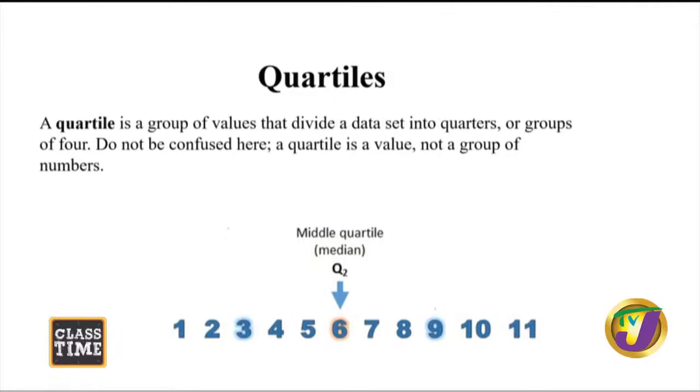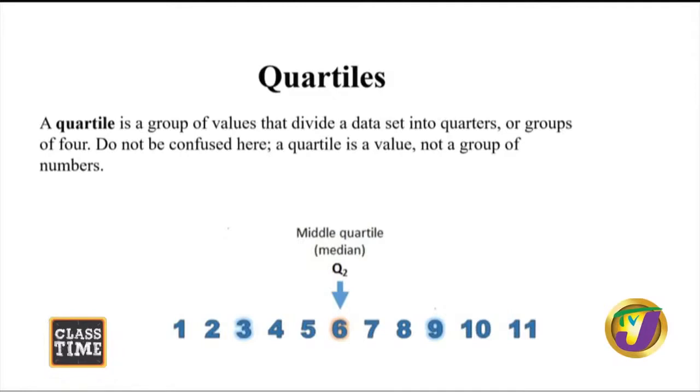So here we have a set of numbers, from 1 to 11. And we're seeing here that 6 would be our middle quartile. So here 6 being our middle quartile, we call it our median, and we represent it using Q2. And if we look at the 6, we realize that we have 5 numbers to the left and 5 numbers to the right. Do you think they have any more quartiles right here?